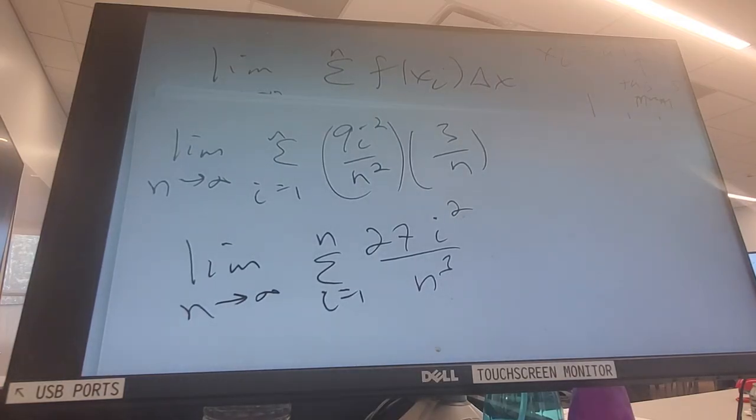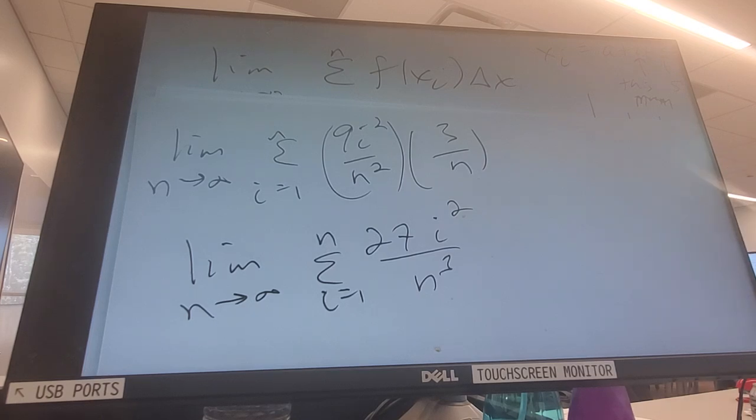So let me ask you a very strange question, potentially. What does the limit see as a variable? n. What does the summation see as a variable? i. And you see why? Because in the summation i is changing and in the limit n is changing. You with me?